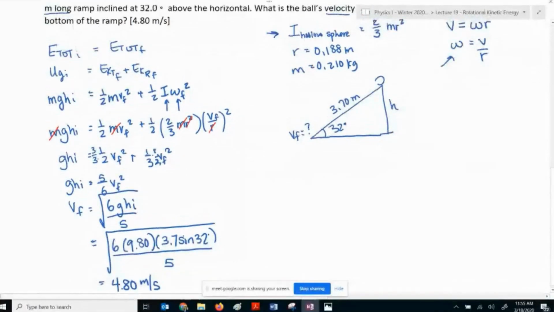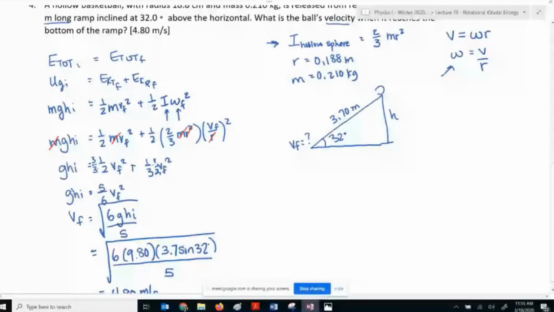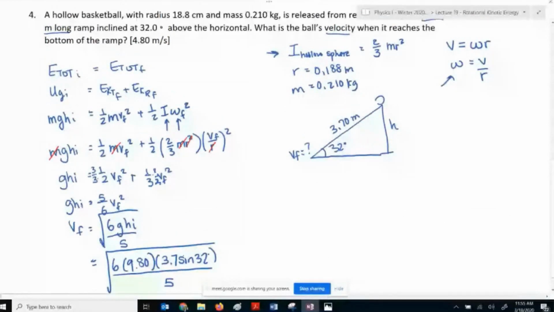So there's not too many variations. There's changing the shape, which means the I is different. You just have to look at the table to find the I. And then there's whether the question's asking for V or omega. So if it's asking for V, you need to get rid of the omega. So change all the omegas to V over R. And if it's asking for omega, you have to change the V's to omega R. And then solve for the V. In the next question, it's slightly different.